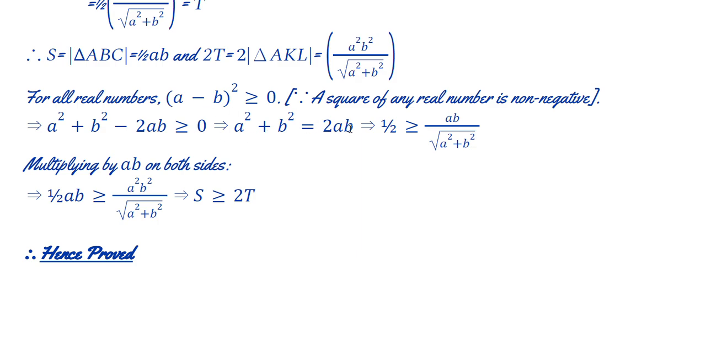Equality holds when a is equal to b, but if I divide both sides by a squared plus b squared, then I get this. And then multiplying by ab on both sides, I get half ab is equal to a squared b squared by root a squared plus b squared. And remember, this is 2t, and this is s. So we can prove that s is greater than or equal to 2t. So that's how you can use coordinate geometry to do really amazing proofs and questions.